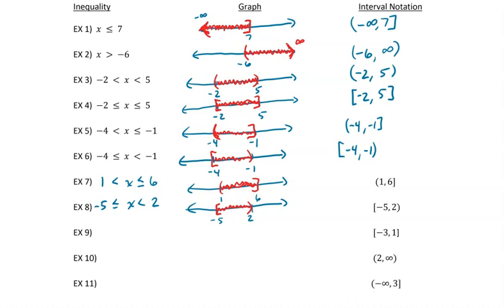All right, again, go ahead and try number 9. It's very similar to 7 and 8. I'll give you a few seconds. All right, pause the video if you need more time. Otherwise, here is the answer. It should be -3 is less than or equal to x, which is less than or equal to 1.